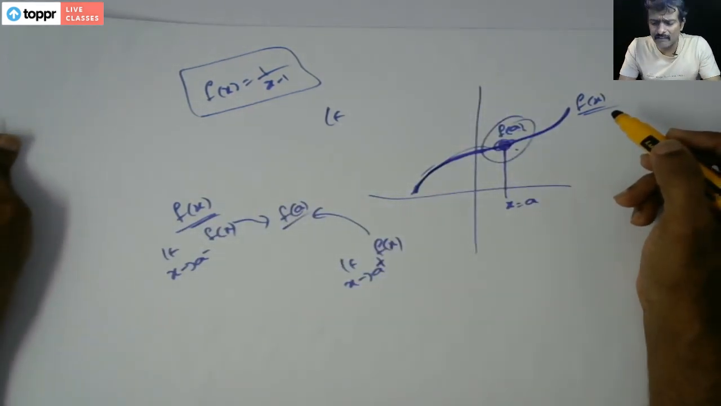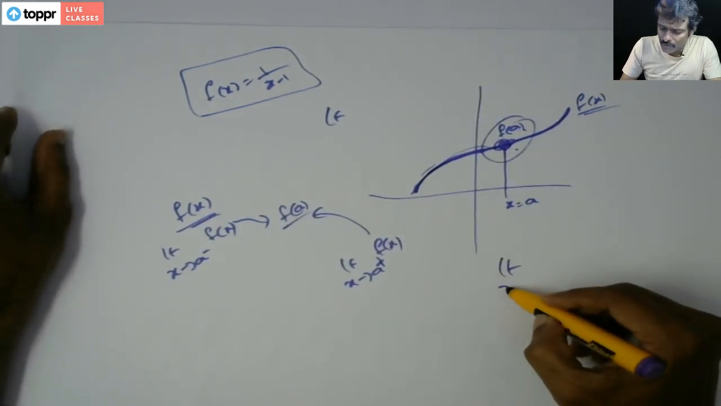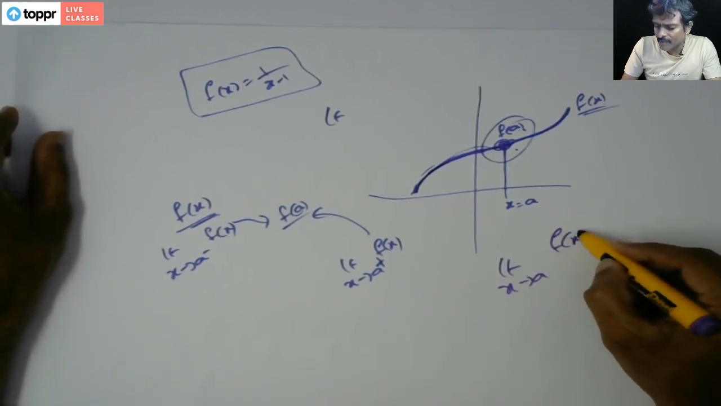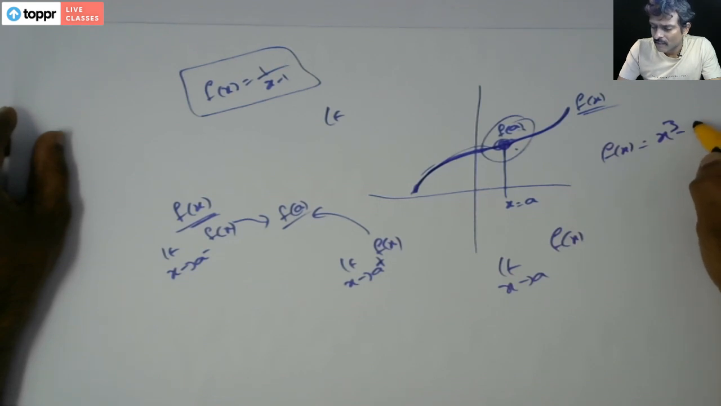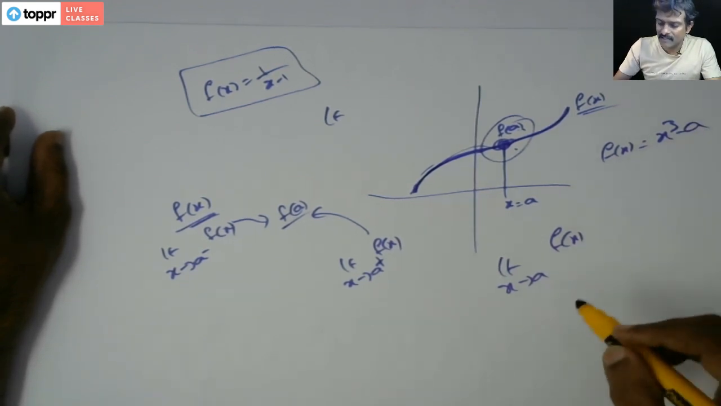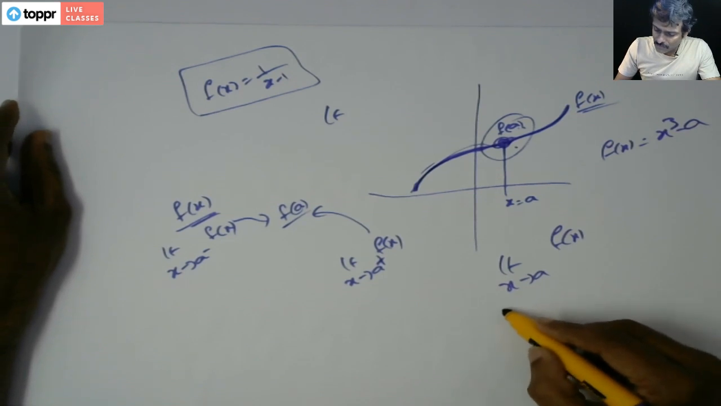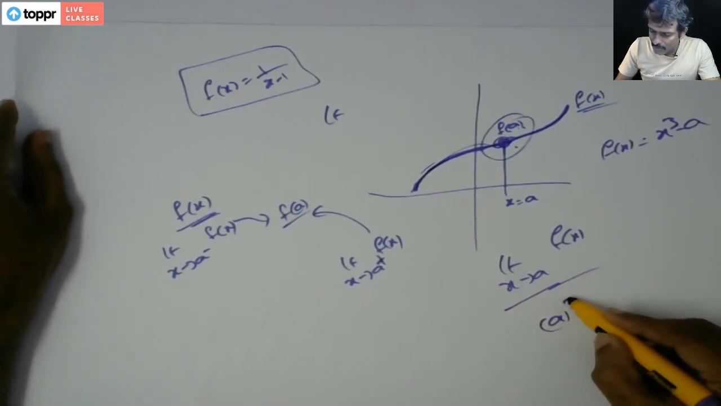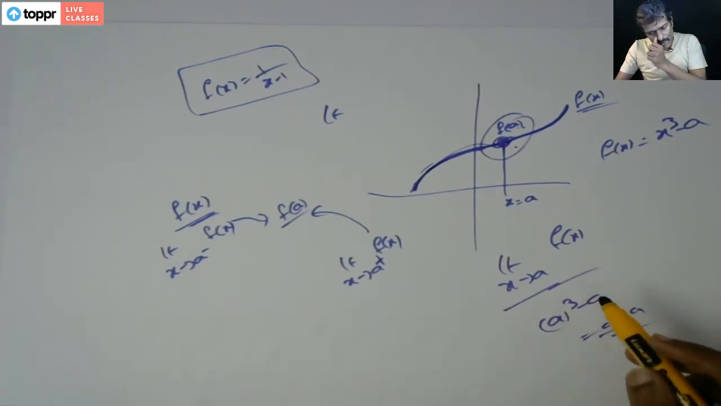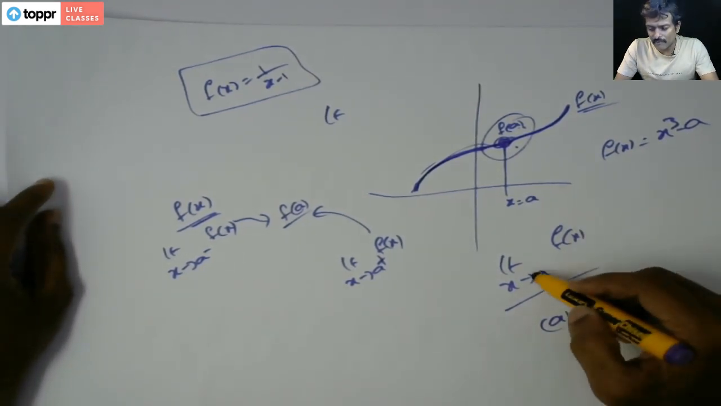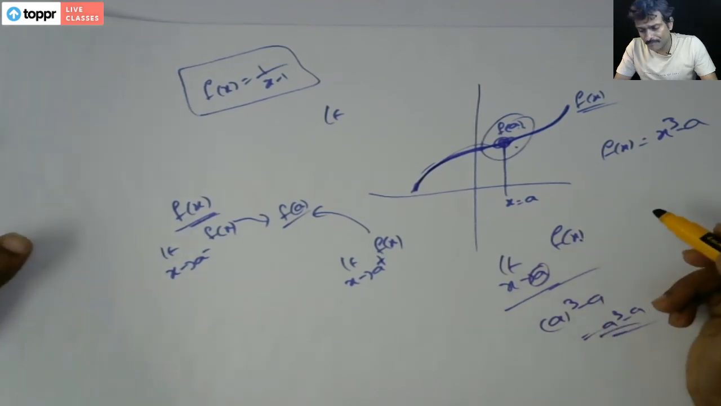Right? So generally we know x tends to a. Suppose f of x is equal to x cube minus a is given to me, then this will be equal to a cube minus a. So a cube minus a is the value. We generally substitute the limit value into the variable, right?